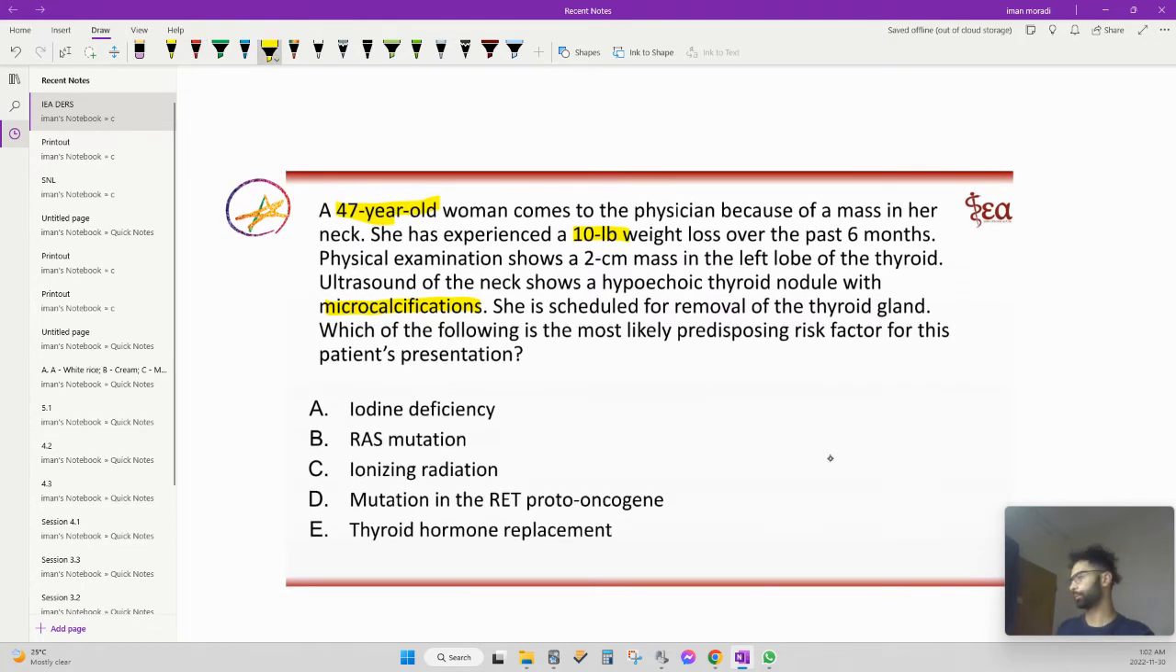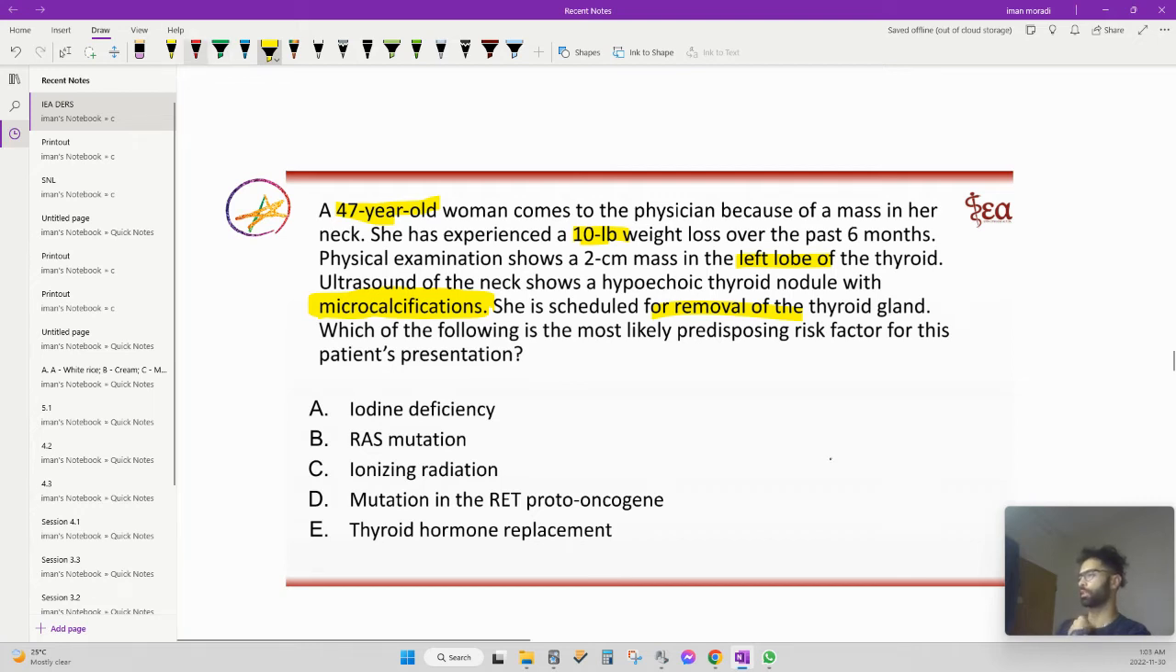47-year-old, 10 pounds of weight loss. There is a mass in the thyroid, a hypoechoic thyroid nodule with microcalcifications. That's psammoma bodies. Pronounce the P. They've got to remove the thyroid gland.